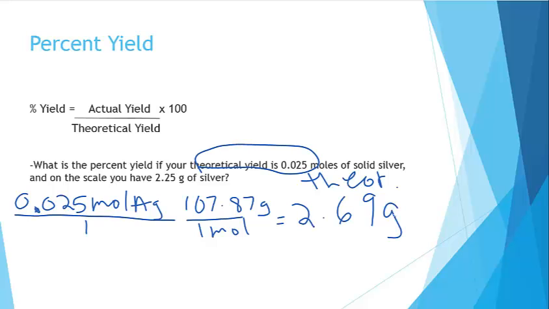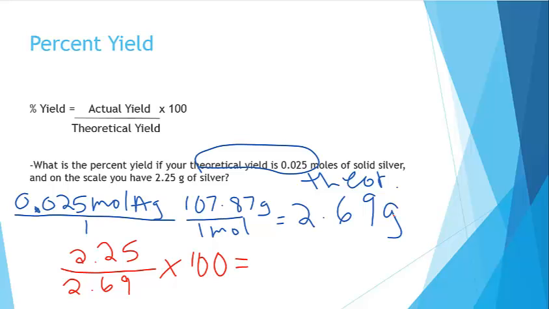Okay, so now you want to find your percent yield. So to find percent yield, you take actual, which is 2.25, over theoretical, 2.69, times 100, because it's a percentage. Okay, and you come up with 83.6%. Okay, not too bad. That would be about what you would expect for a percent yield, considering you lose some when you filter or when you're collecting it, however.